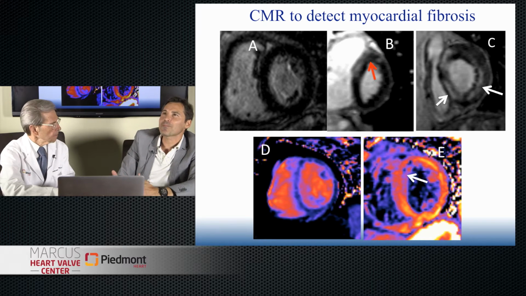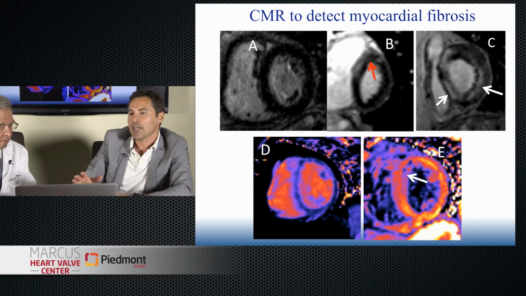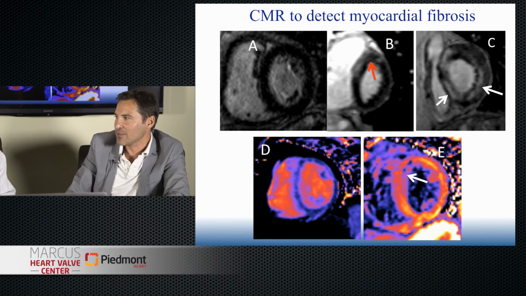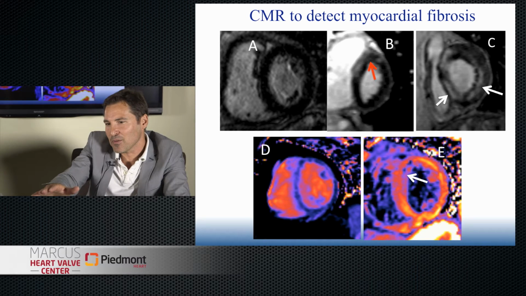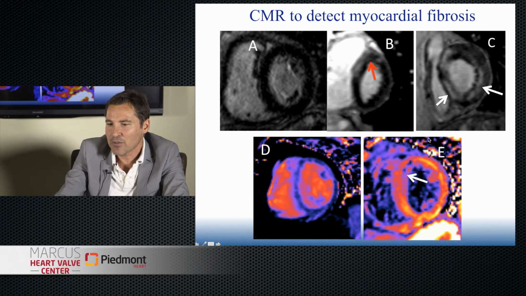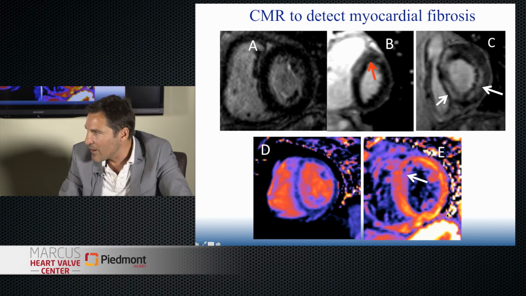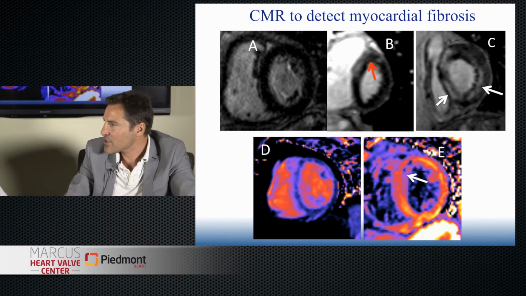With CMR, I think CMR is interesting to assess fibrosis. You know, we have different types of fibrosis. Replacement fibrosis, and you can get information from late gadolinium enhancement here. But you also have, with T1 mapping, what is called interstitial fibrosis, or a reactional fibrosis.